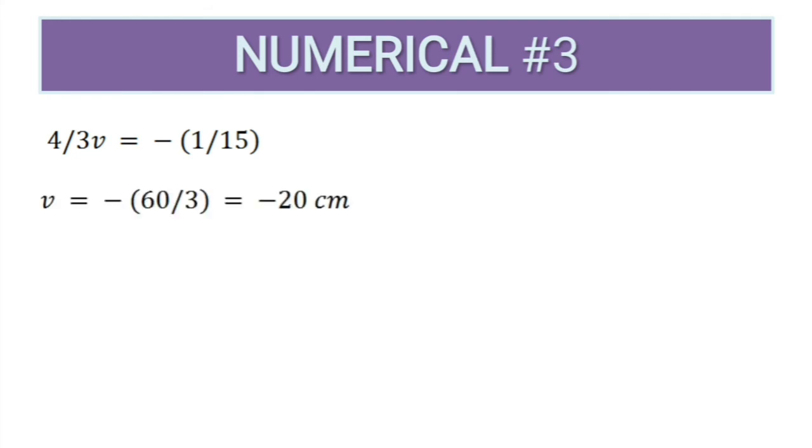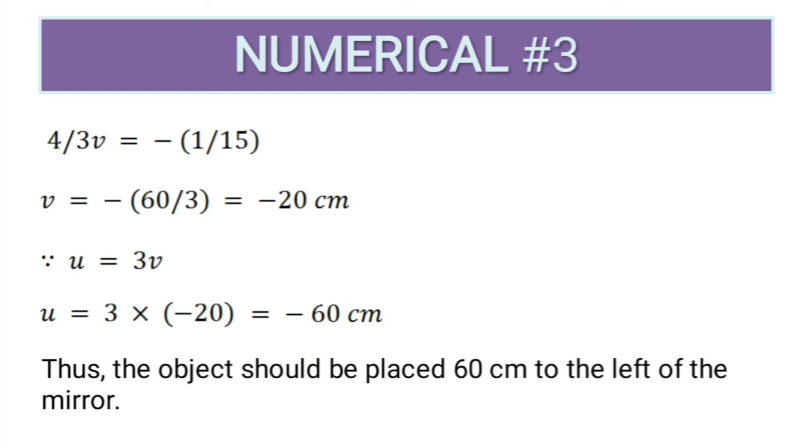Obviously v will then become minus 60 upon 3. What I have done here is shifted the minus sign and 15 to the left hand side. So 15 into 4 will give you 60 divided by 3, and v you have to shift to the right hand side. So v becomes minus 60 upon 3, and minus 60 upon 3 is minus 20 centimeter. So since u is equal to 3v, you multiply 3 with minus 20, and this will give you minus 60 centimeter. So the object should be placed 60 centimeter to the left of the mirror, since the minus sign indicates that the object is on the left hand side.